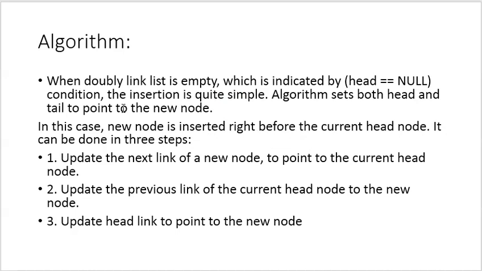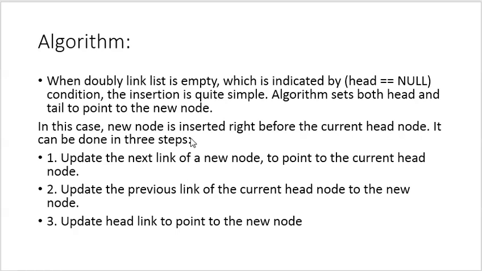If we talk about its algorithm, the doubly linked list is empty when head is equal to null, as we have already studied in the singly linked list. In the case of a doubly linked list, it is the same. If head is equal to null, the insertion is quite simple. The algorithm sets both head and tail to point to the new node.